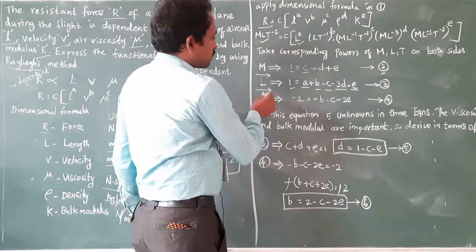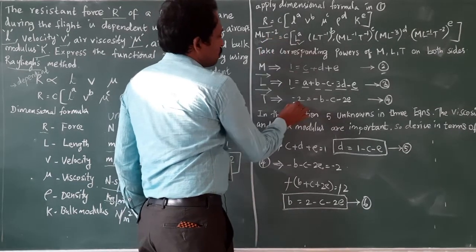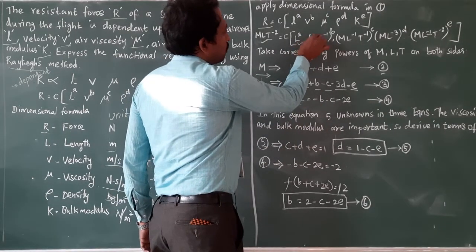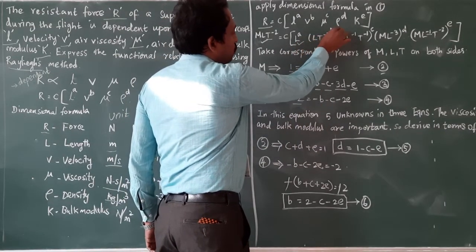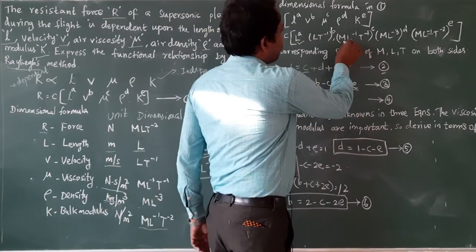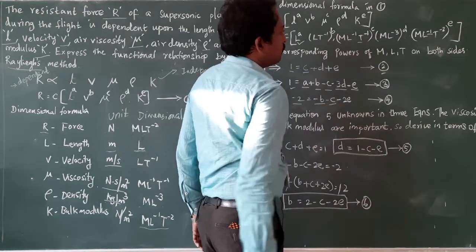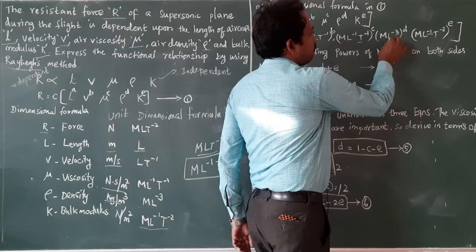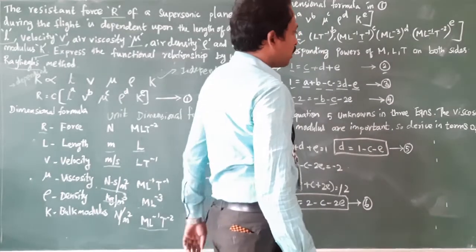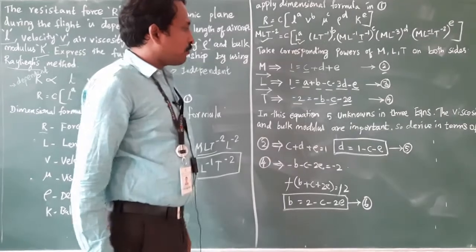Next, T term. Here T power is minus 2. Next, here no T term. Here T power is minus 1 whole to the power of B, so minus B. Here T power is minus 1 whole to the power of C, which is minus C. And here no T term. Here T term is minus 2, minus 2 whole to the power of E, minus 2E, which is equation number 4.